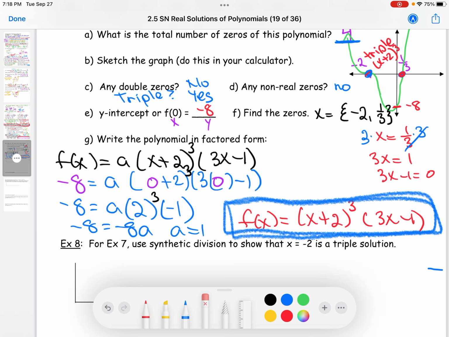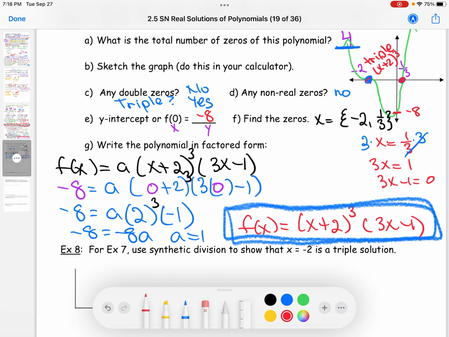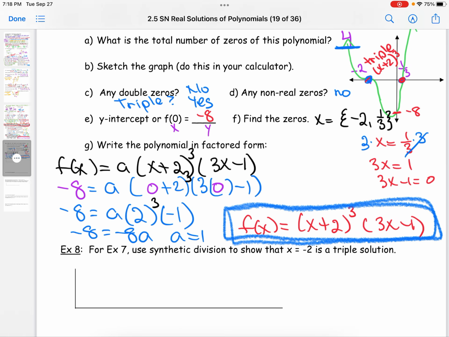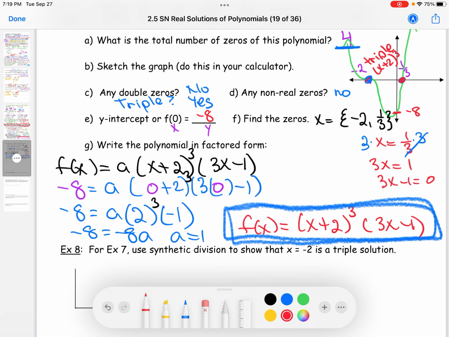And this is your factored form. It's a lot of steps. We're putting together a lot of things we've done recently. Now, example 8 is going to shift gears a little bit, different type of question.